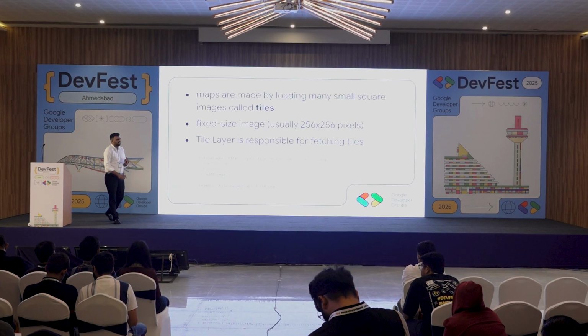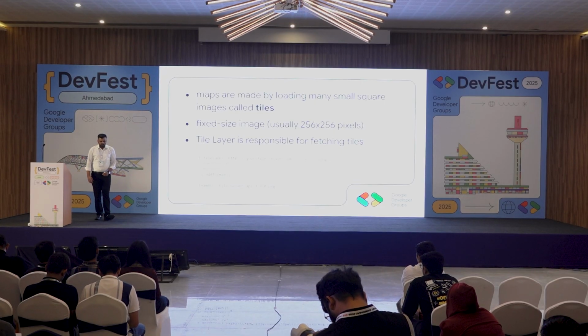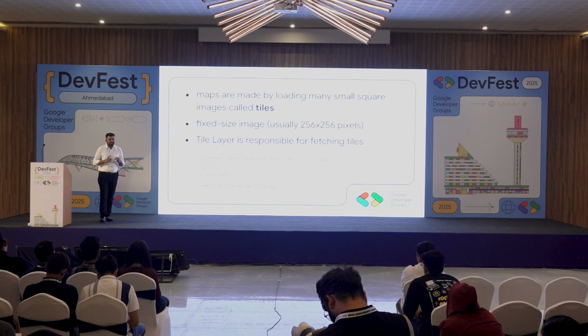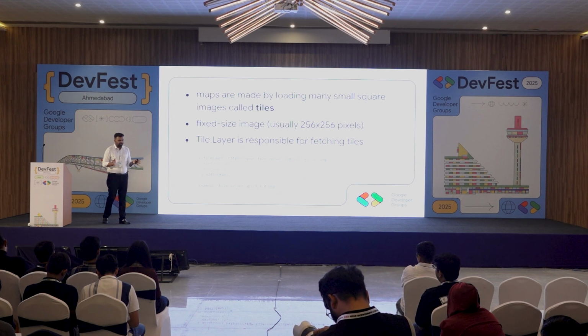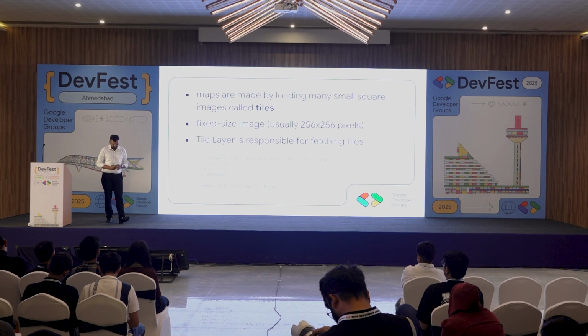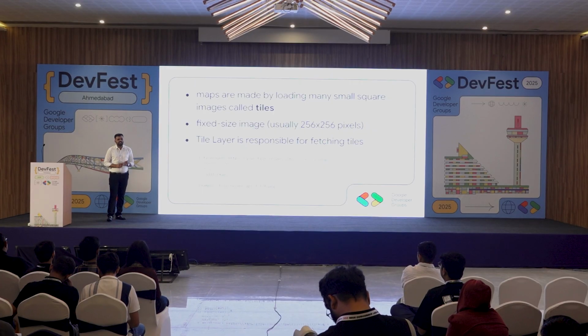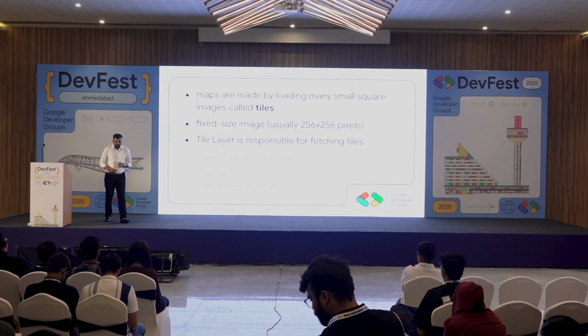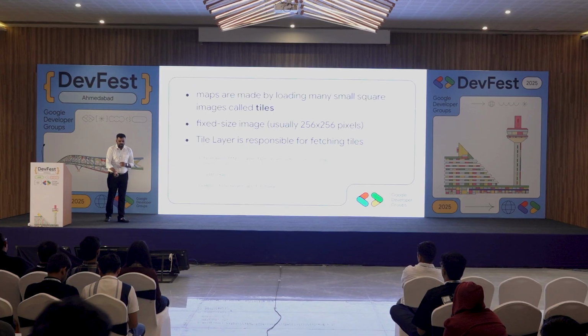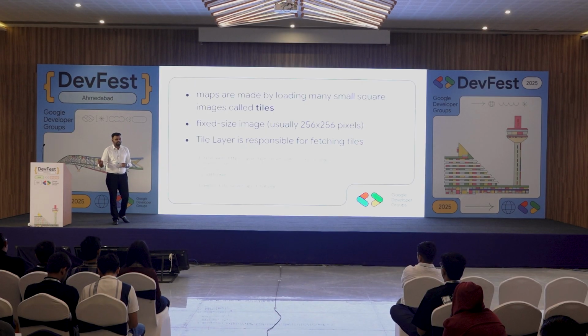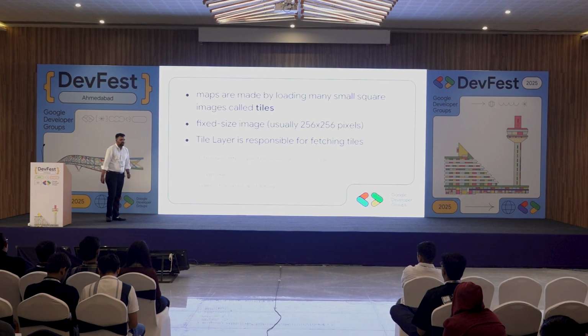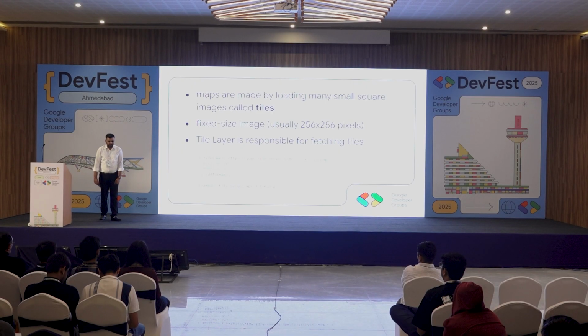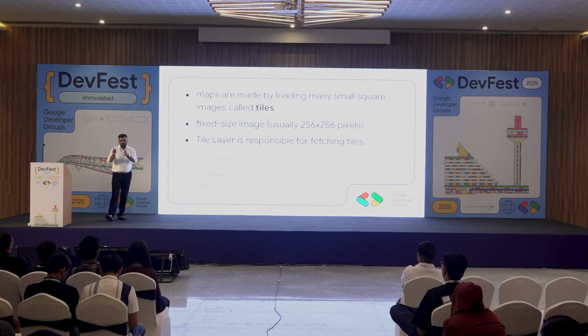So I have mentioned regarding the tiles. Usually those images are 256 multiplied by 256, and those are generated at each zoom level. So here we have the path z/x/y.png. What is it? Z is a zoom level, and x and y is a particular location for your image.